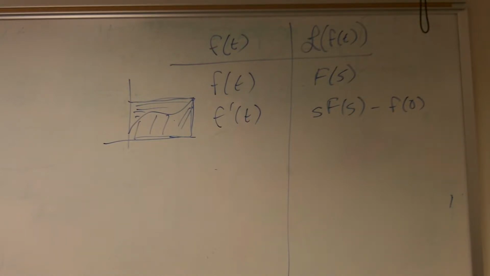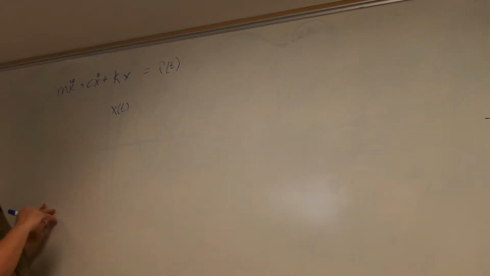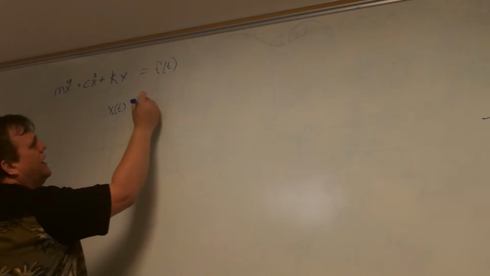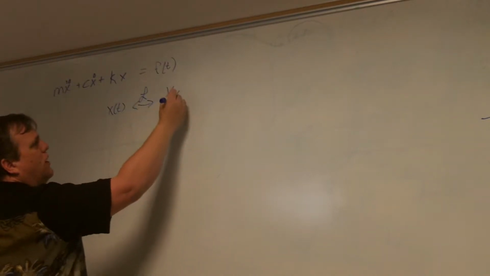Well, we say that little x, implicitly these are x of t that's going on here. So we say that x of t is going to map through the Laplace transform to capital X of s.